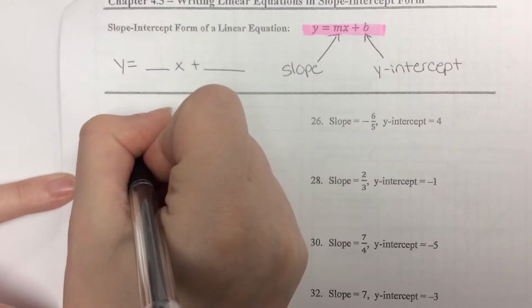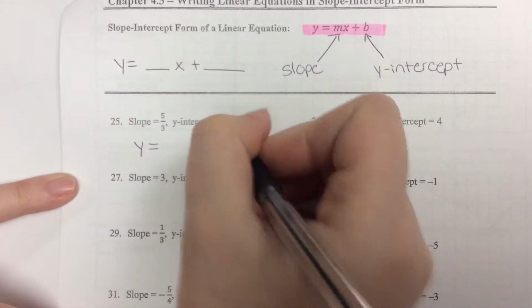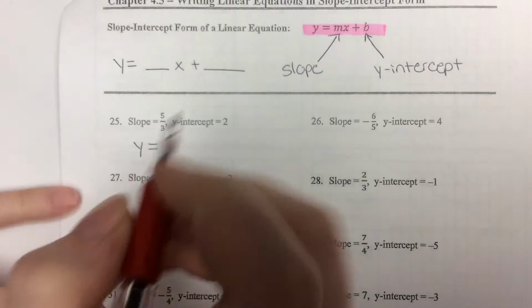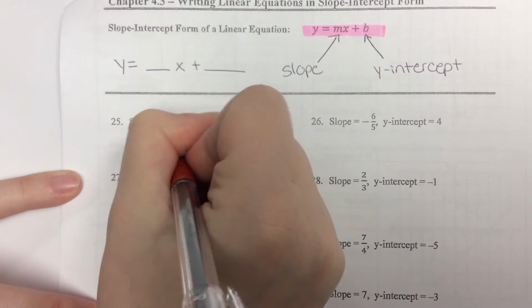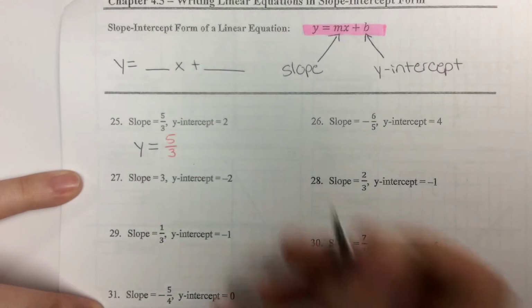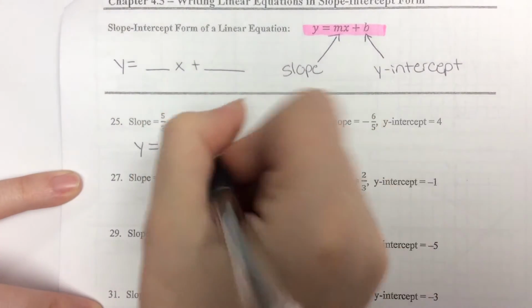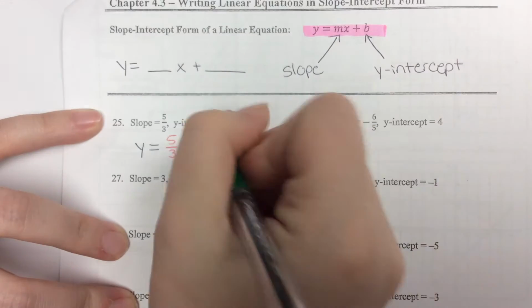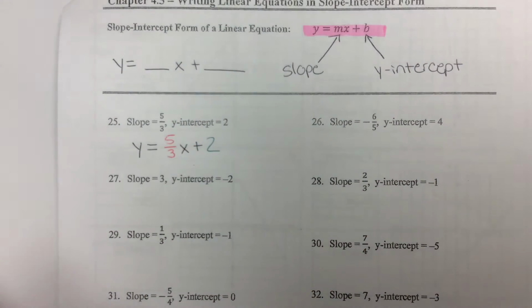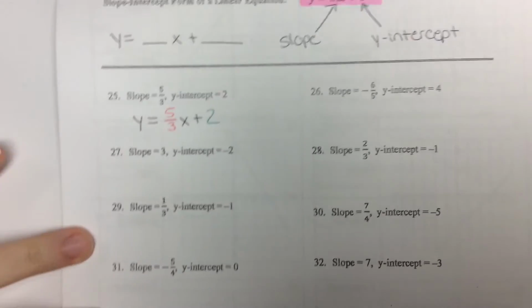So this is going to be y equals, I'll do it in red, slope 5/3 x, and then plus your b, which is 2. Okay, and that's literally all we're doing until we get to the back. There's a little bit more on the back. But let's just quickly go through these.